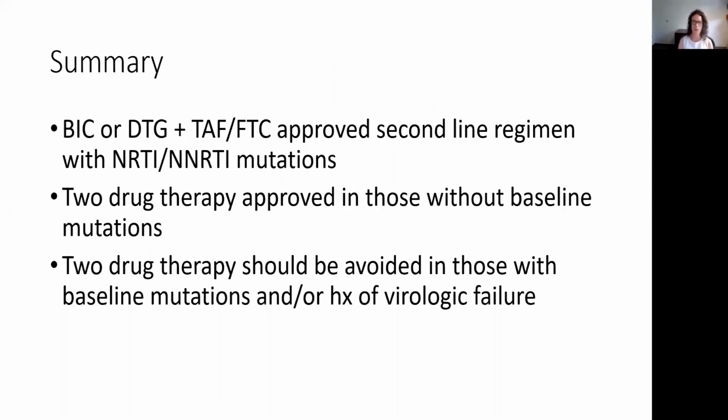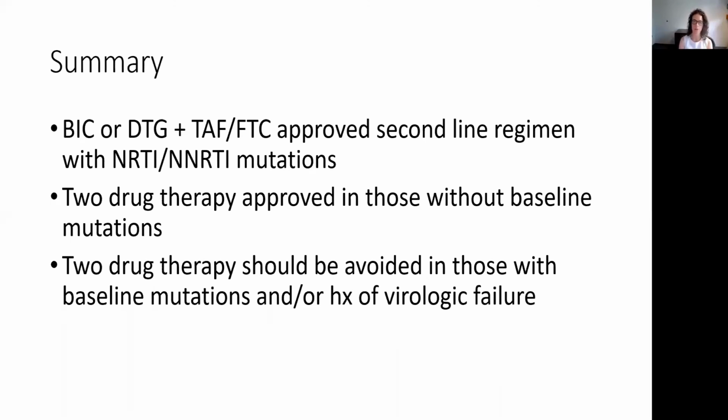So in summary, we talked about how bictegravir or dolutegravir and TAF-FTC are approved second-line regimen for those patients with NRTI and NNRTI mutations. We talked about the Dawning study, 4030, and the BRAVE 2020. Two-drug therapy is approved in many patient populations, and those are all patients without baseline mutations.